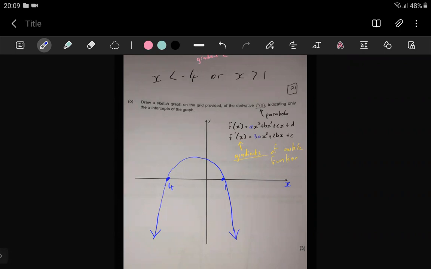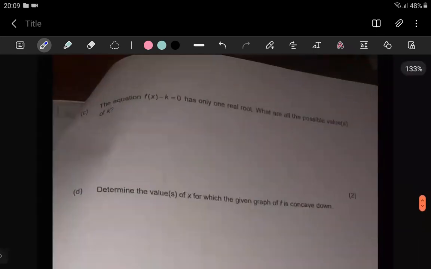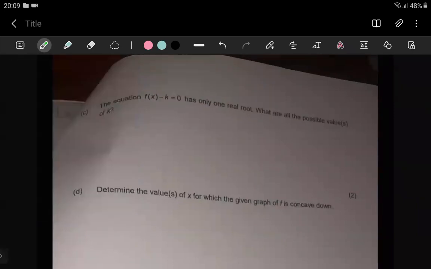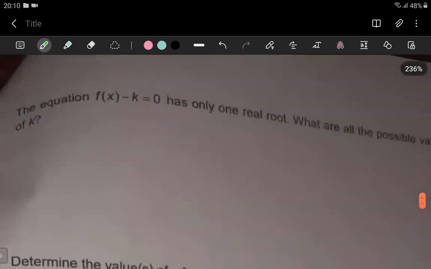So with that being said, this is all they wanted us to do. For part C, now is where we have to do that question that we almost did that time. C said, for 2 marks: the equation f of x minus k has only one real root. What are all the possible values of k?